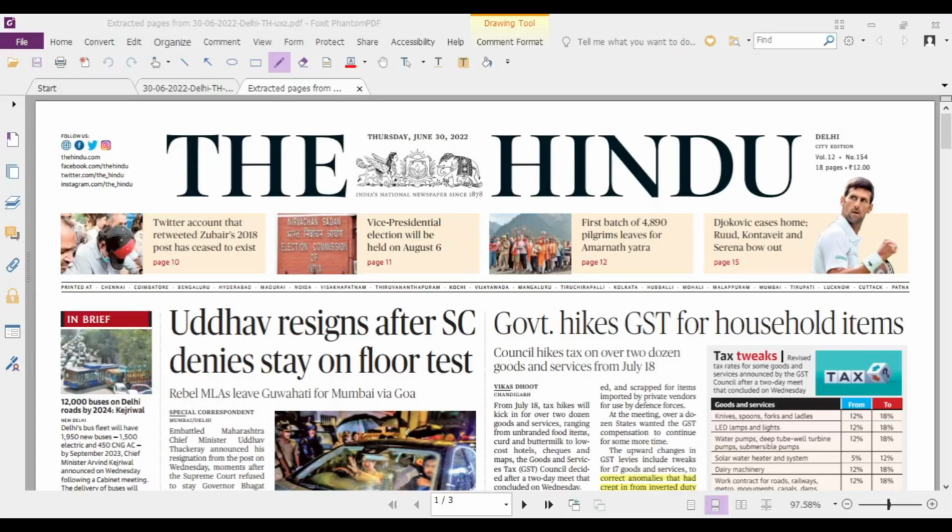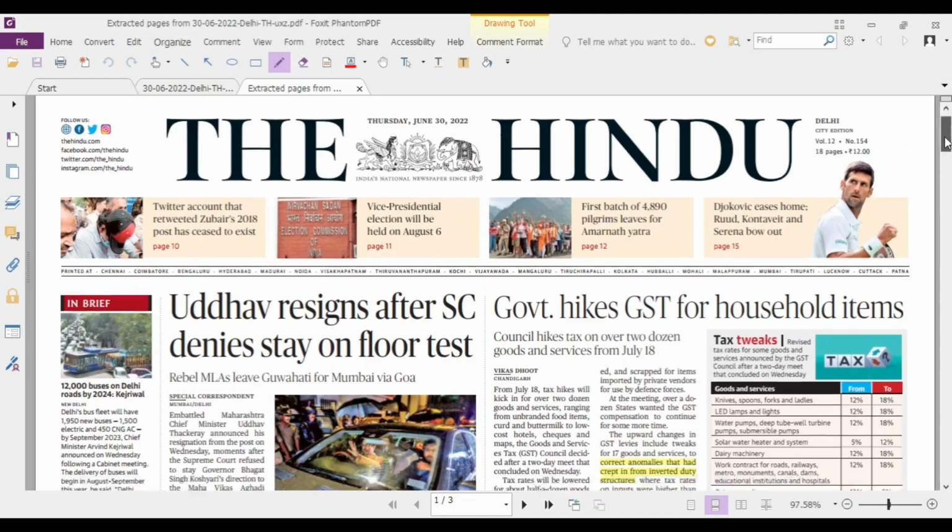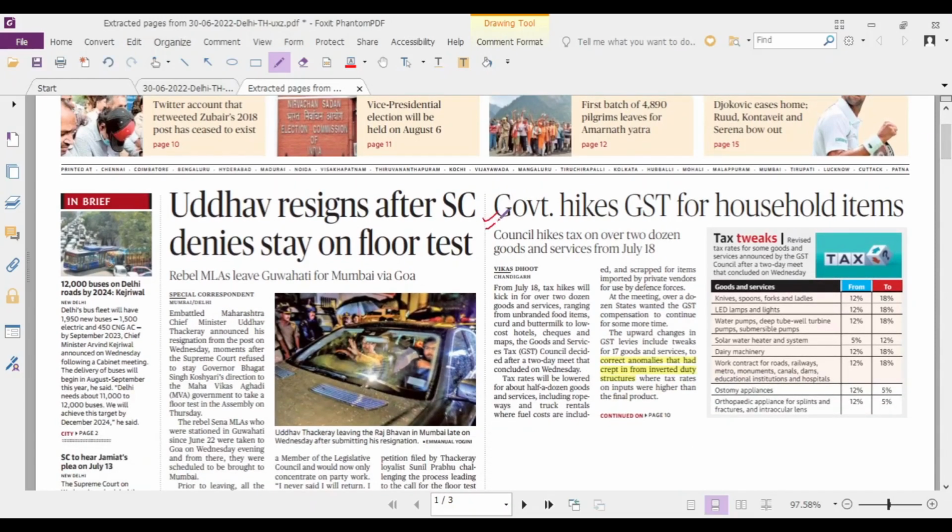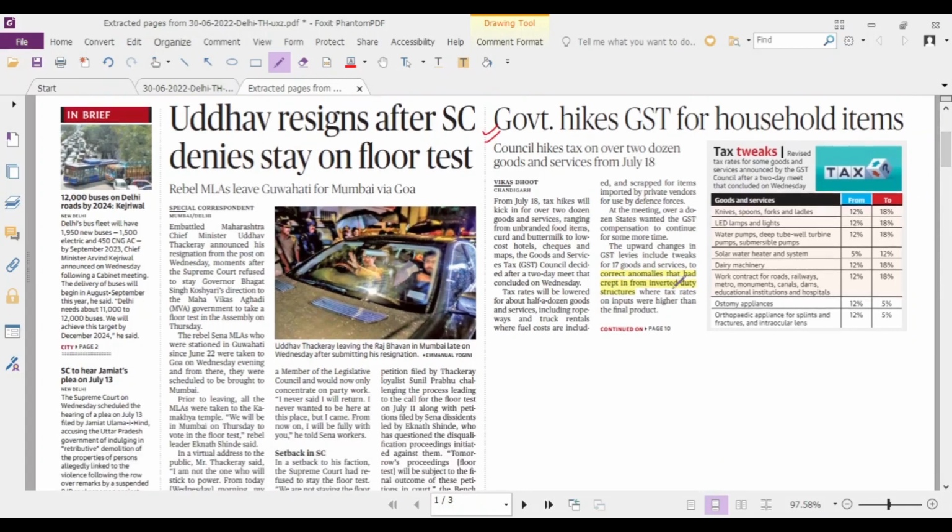In today's news hour, we shall be discussing the important articles related to economy from The Hindu news. On page 1, there is news about the government increasing the GST on certain household items. Here we need not go into the details of which items the tax was increased or decreased. But there is a concept called inverted duty structure that is important for the exam.